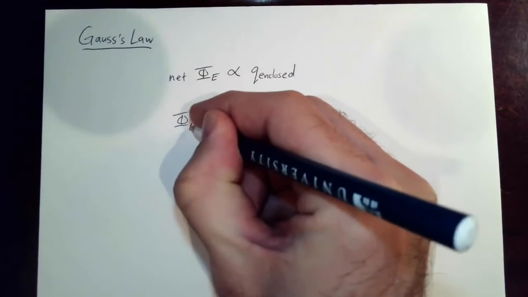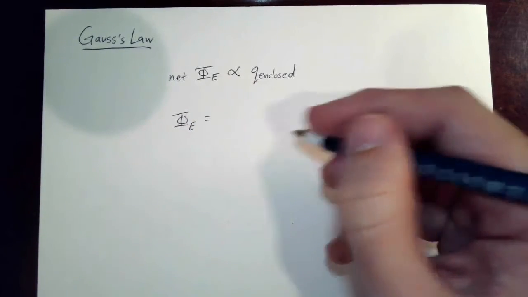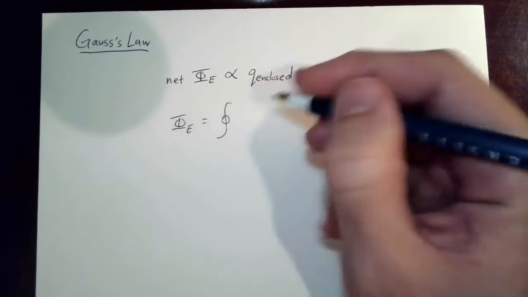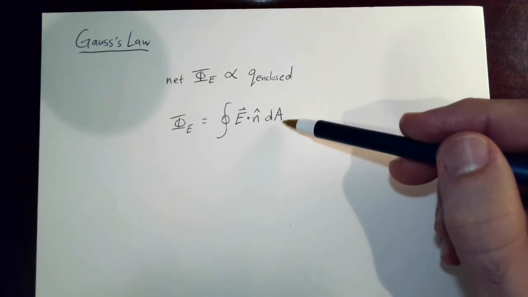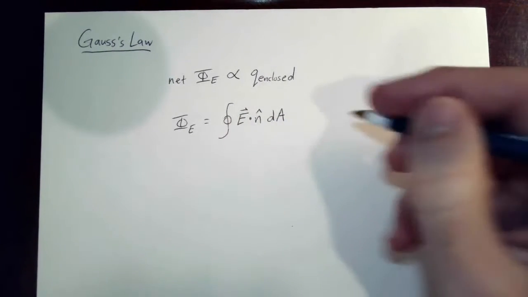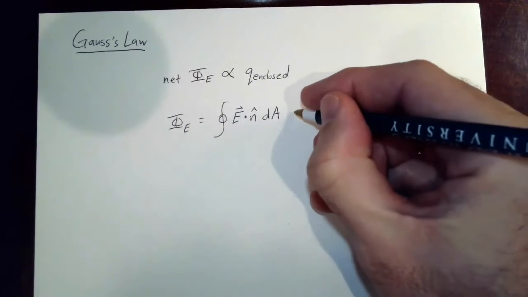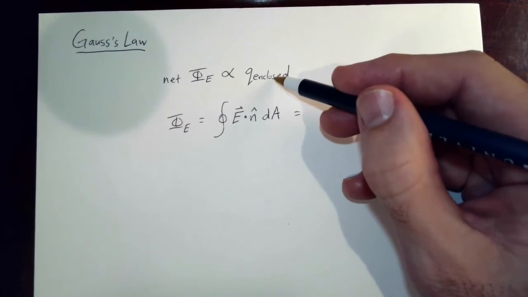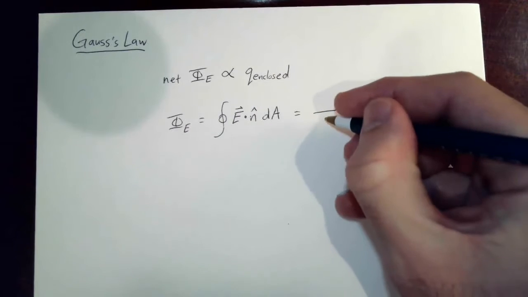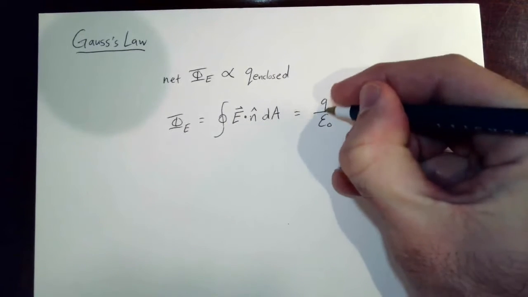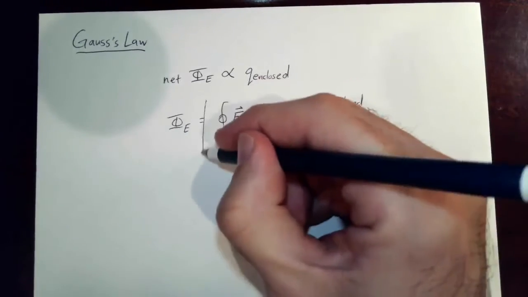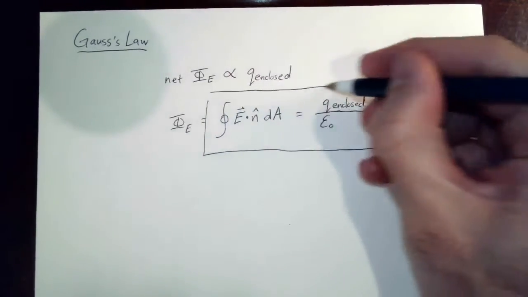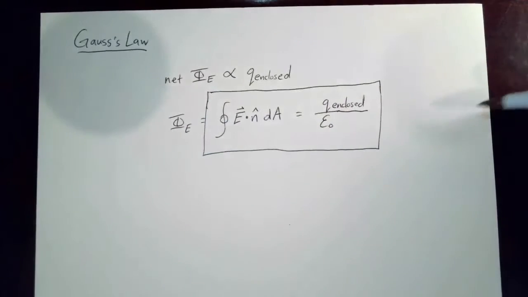So we've already found the formula for the electric flux in my previous lecture, and it looks like this: the integral of E dot n dA over the entire surface. So that's the flux. And then the right-hand side is the charge enclosed, and there's a constant of proportionality. That constant ends up being 1 over epsilon naught. So that's a pretty simple relation, a direct proportion between the flux and the enclosed charge.